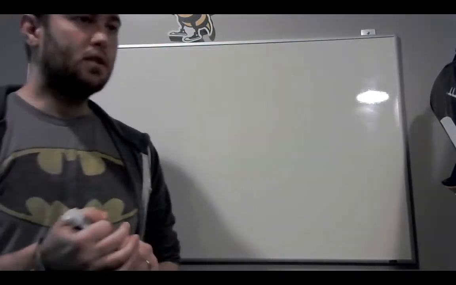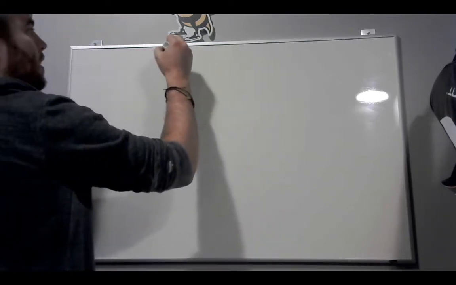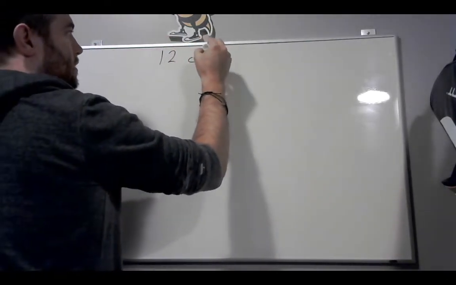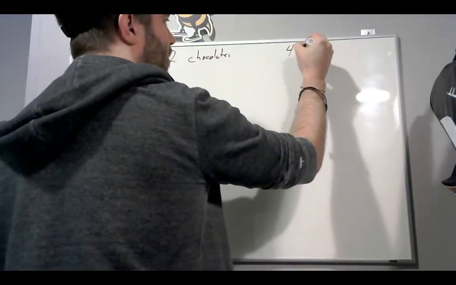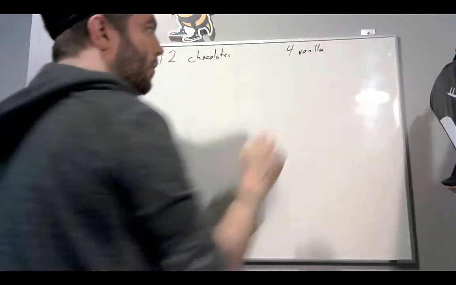So Sal opens a box of a dozen chocolate creams and generously offers 2 of them to Val. Val likes vanilla creams the best, but the chocolates look alike on the outside. If 4 of the 12 creams are vanilla, what is the probability that both of Val's picks turn out to be vanilla? All right. So we have 12 chocolates, and we have 4 that are our vanilla that we want.